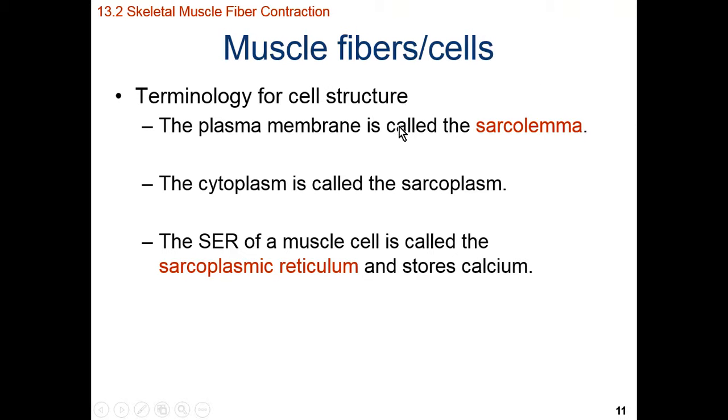And because we have to have special names for lots of things, we are going to have some special names for parts of the muscle cell. For example, we can't call it a cell membrane or plasma membrane. We need to call it a sarcolemma. Sarco is a prefix meaning muscle. And we can't just call it the cytoplasm of the muscle cell. We need to call it the sarcoplasm. And we can't call it an endoplasmic reticulum that releases calcium. We need to call it a sarcoplasmic reticulum because it's unique to muscle cells.